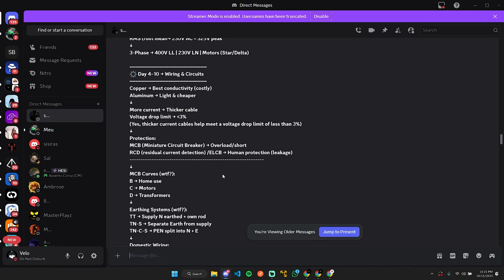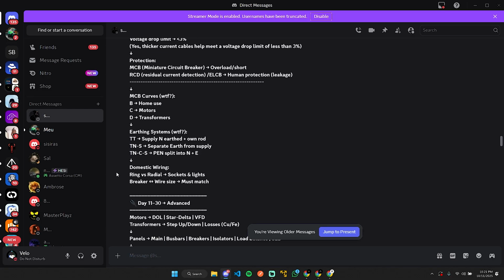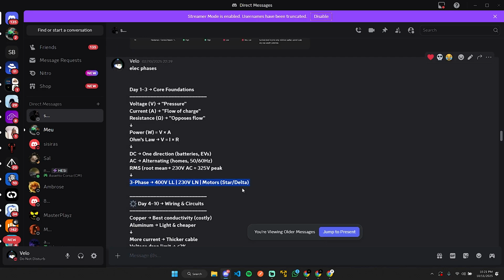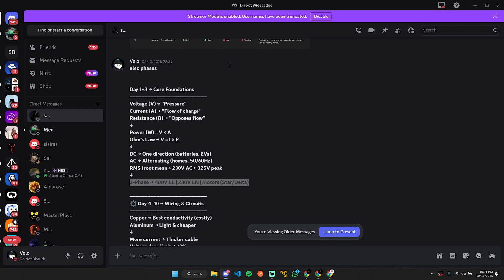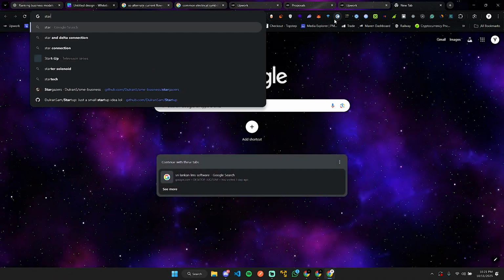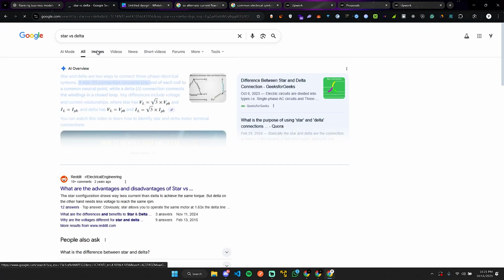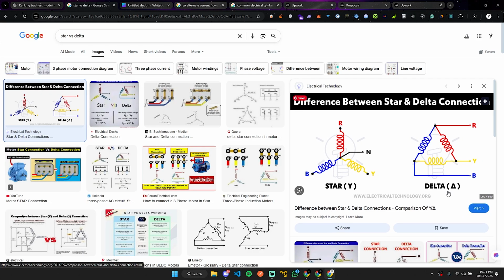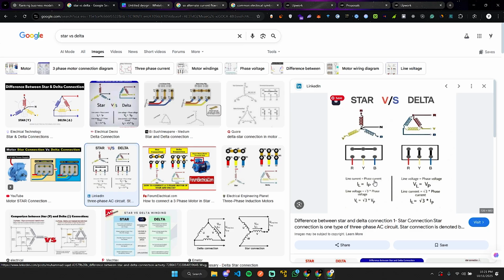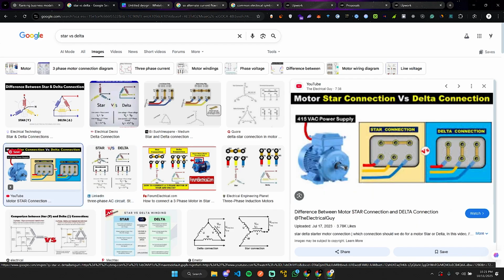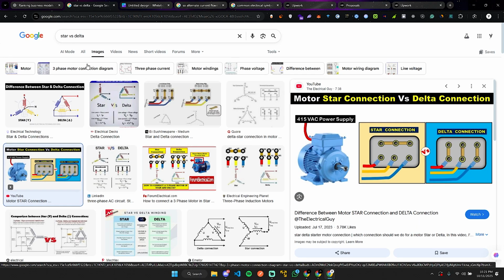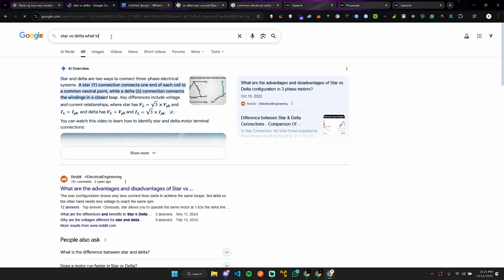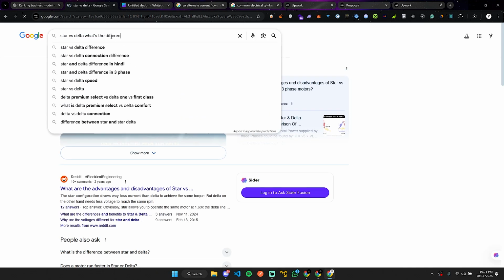Alright. So what else is there? Alright, so we have three phase, which is star and delta. So delta is pretty much like, let's see, star versus delta. Let me see what it looks like. Star versus delta. So what's the difference here? Line current equals phase current. Alright. What's the difference?